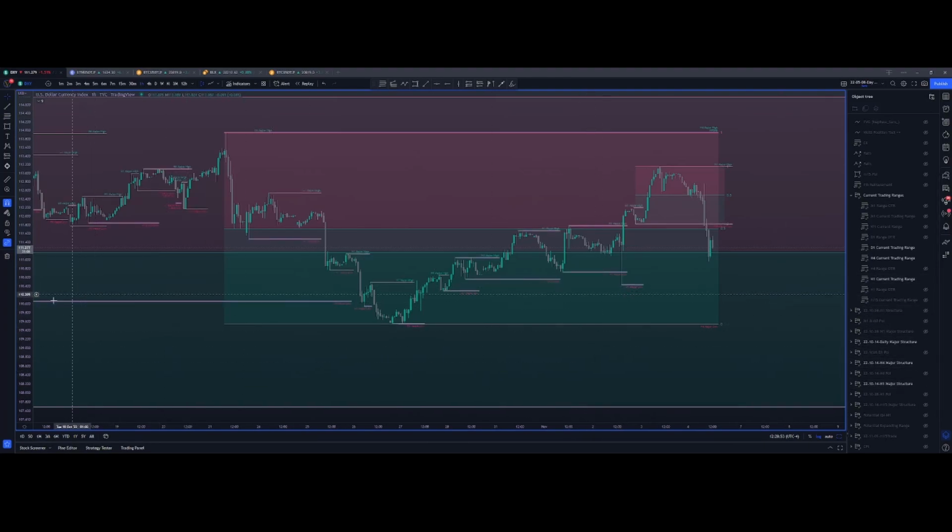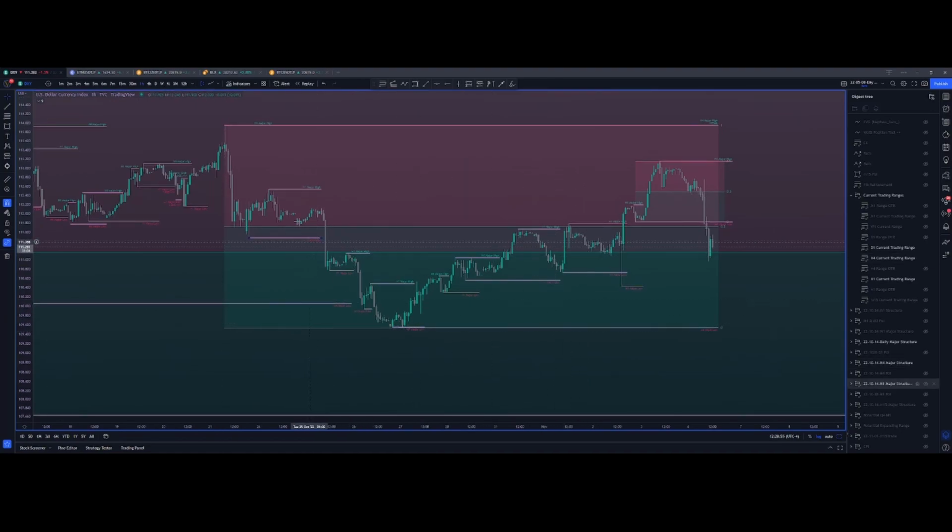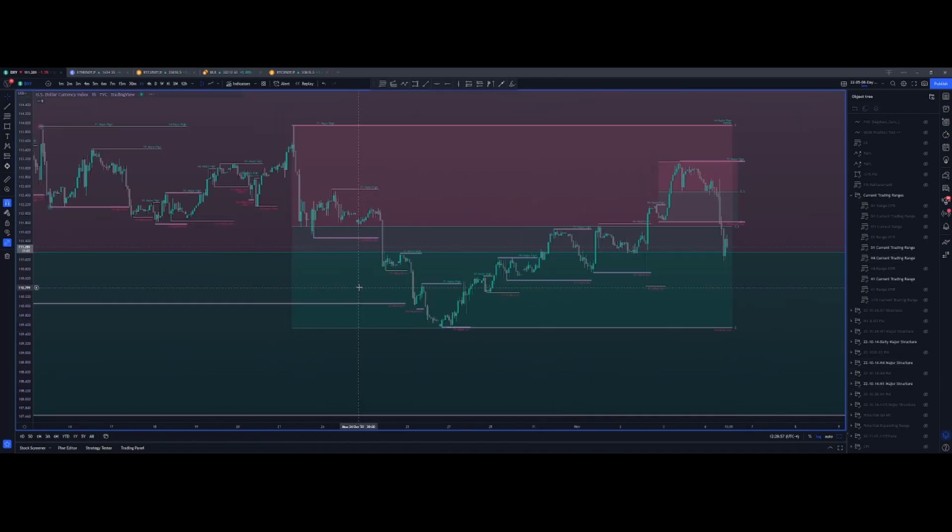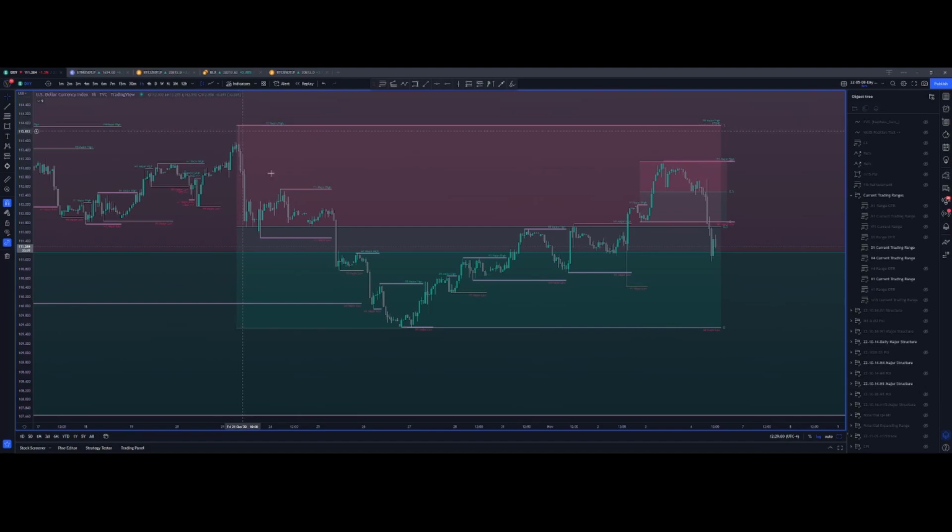So here's your H1 structure. So remember, this is the H4 range here. This was the H4 low that was broken, this is the H4 high. So this is your H4 range. H4 is bearish. You can see here the H1 is bearish in confluence with the H4.